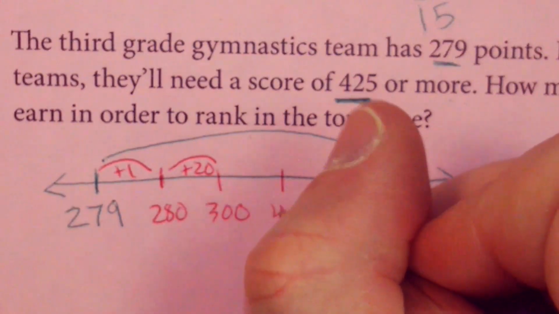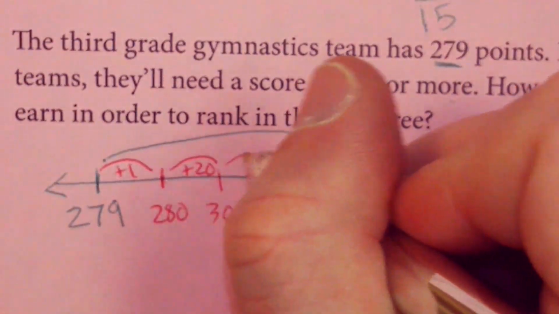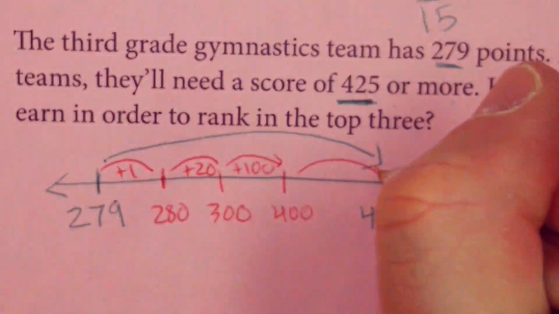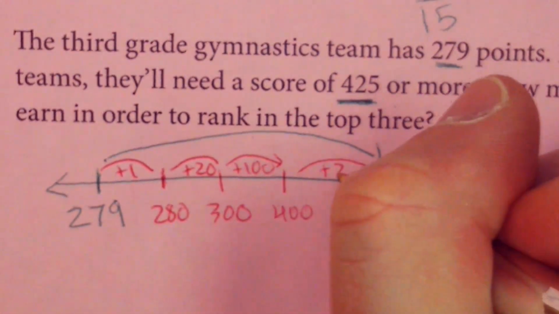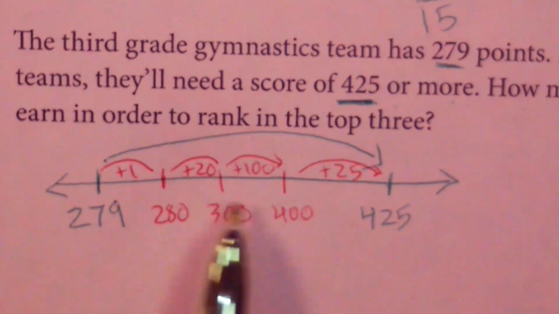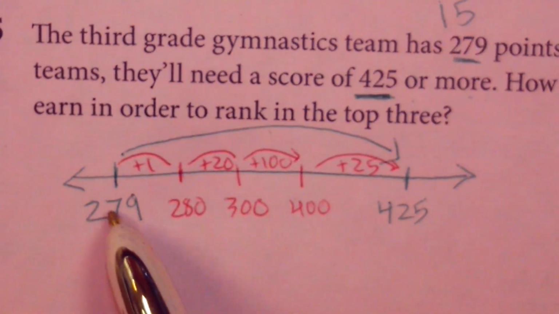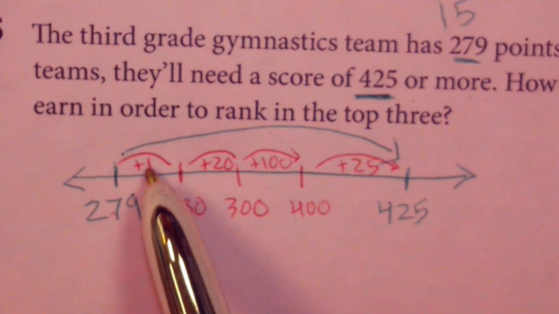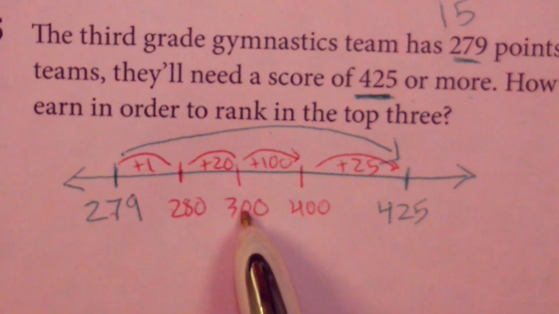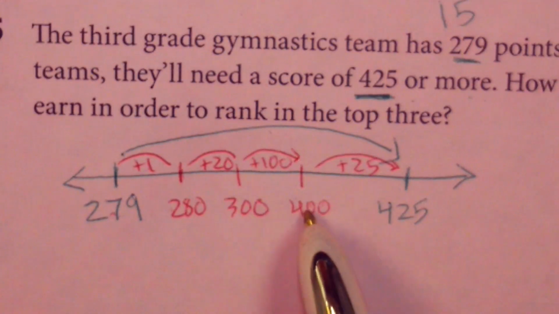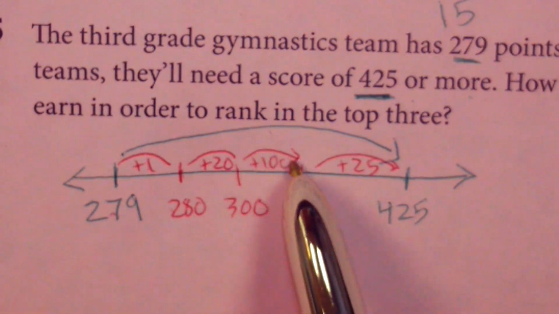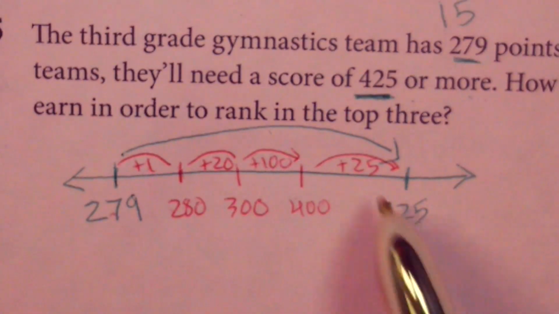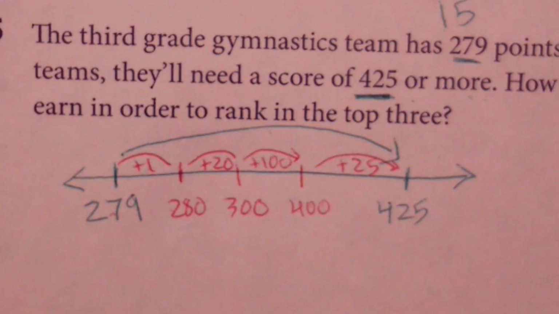How do I get to 400? Well, I'm going to add 100. And then how do I get to 425? By adding 25. Just to make sure that you're following me, stay with me. To get from 279 to 280, I add 1. Now to get to an even 300, I'm going to add 20. To get to 400, I have to add 100. 300 plus 100 is 400. And to get to 425, I'm going to add 25.